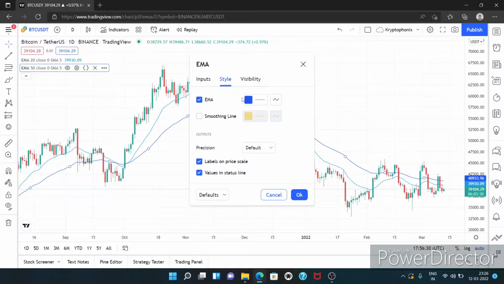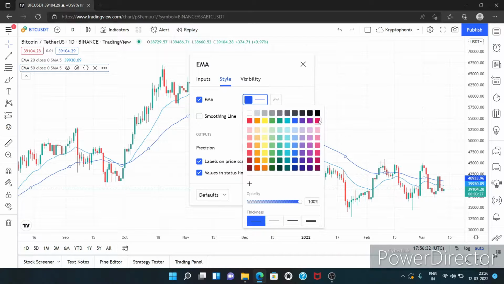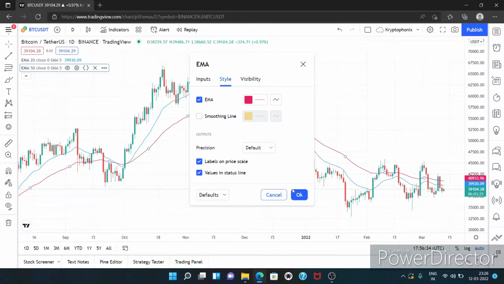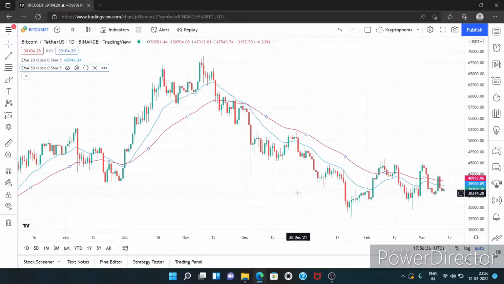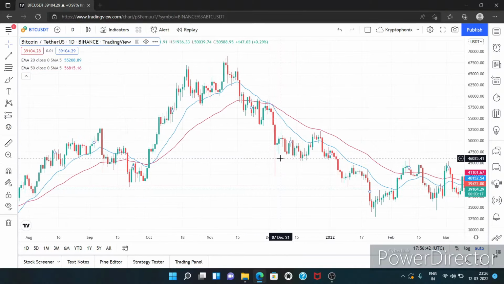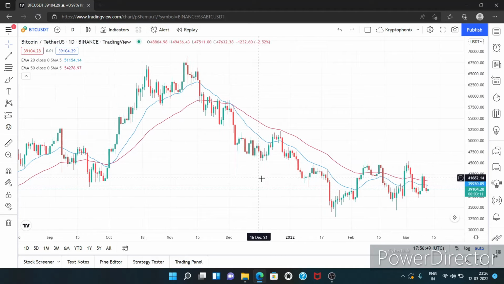Also, we will be changing the color so that we are able to identify which one is the 50 EMA and which one is the 20 EMA. Okay, so now we have inserted the indicators and adjusted the settings. Now what we need to do is find out the trades, we need to find out the crossovers between the 50 EMA and 20 EMA.